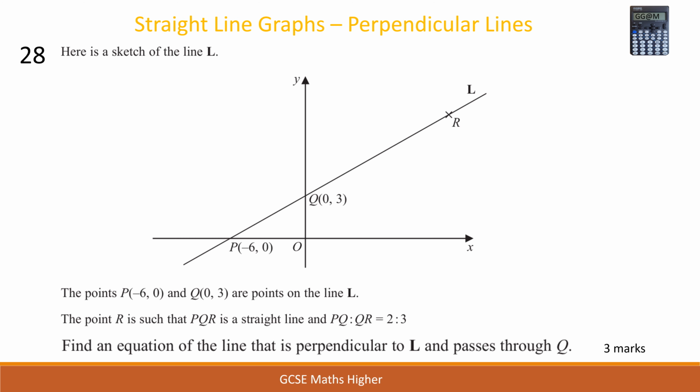The question is on straight line graphs with perpendicular lines. So you've got an equation here and you've been told the sketch of the line, and you've got to work out the equation of the line that passes through Q, is perpendicular to L, and passes through this point. Press pause, have a go at working out your answer, and then press play when you're ready to hear the answer.